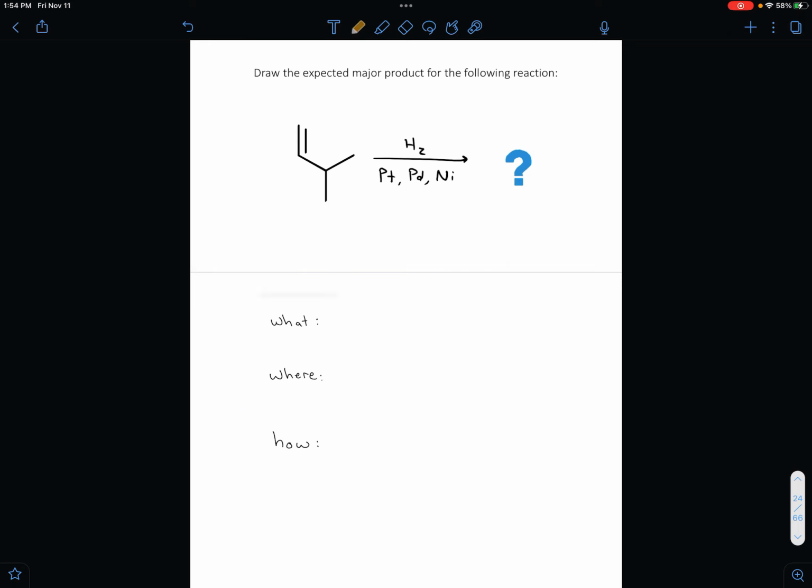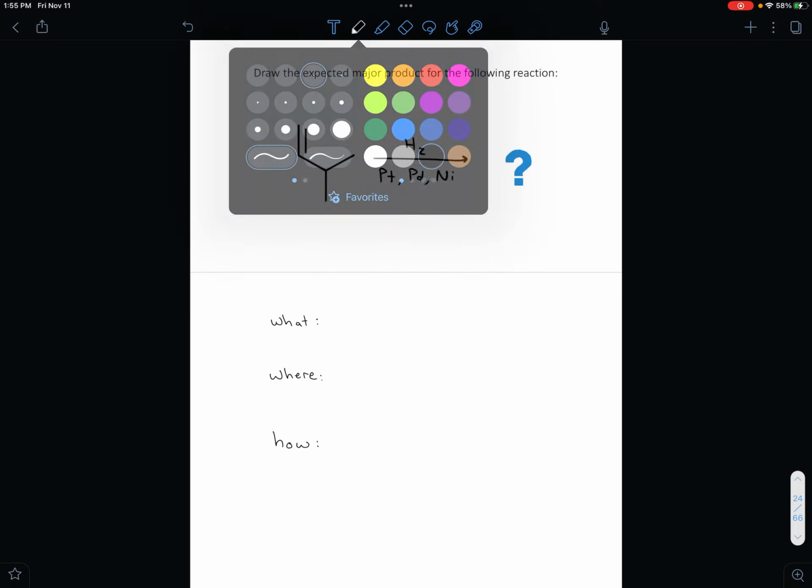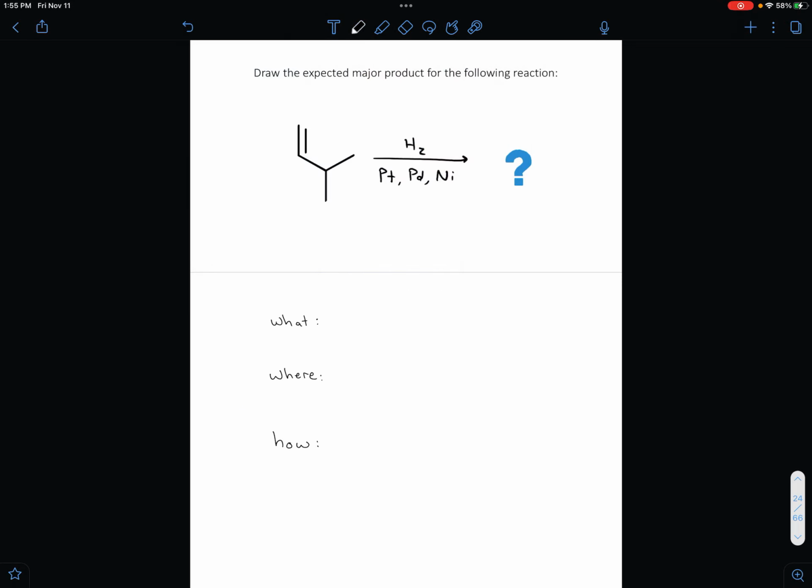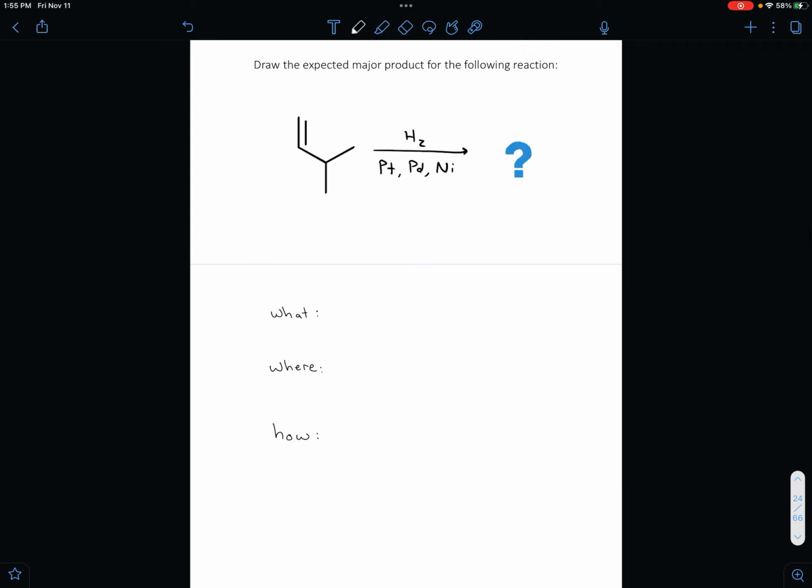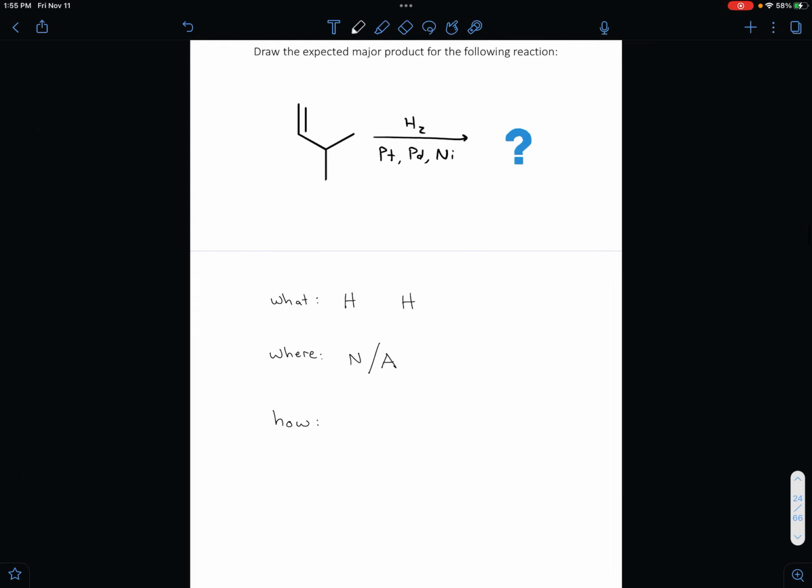So you're saying, okay, hydrogenation, what am I adding? Where am I adding it? How am I adding it? In hydrogenation, you're adding hydrogens. So 2 hydrogens. Where are you adding them? Since they're the same group, it doesn't matter where you put one and where you put the other. They're identical. So it's a hydrogen on both positions. So that kind of doesn't matter. We don't have Markovnikov or anti-Markovnikov.